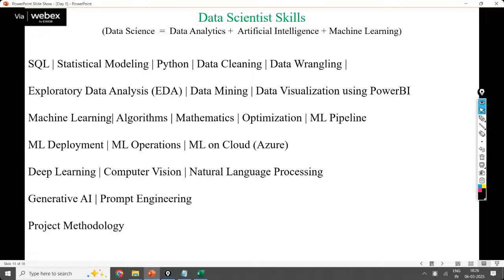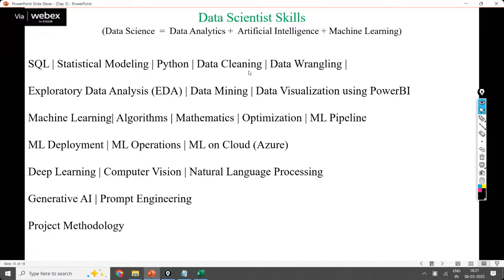Okay. Now, the first skill we are going to learn is SQL. Why SQL? Because the data will be stored in the database. To work on the data, first the data has to be stored. So from the database, we are going to take the data using SQL, and we are going to do the statistics. And Python: we are going to learn the programming language called Python.